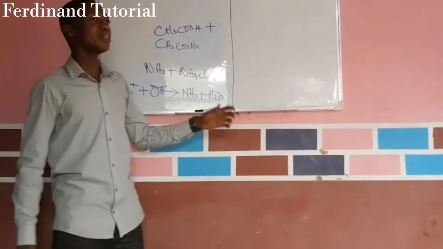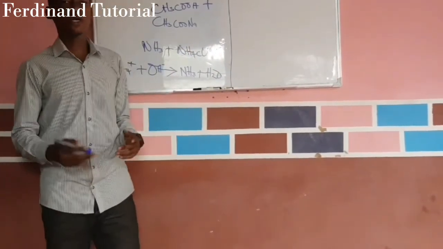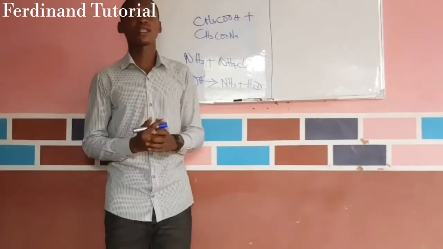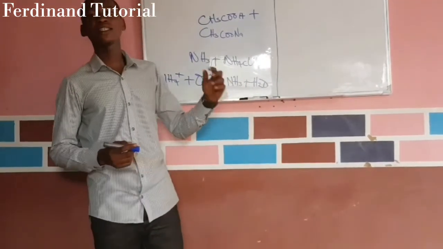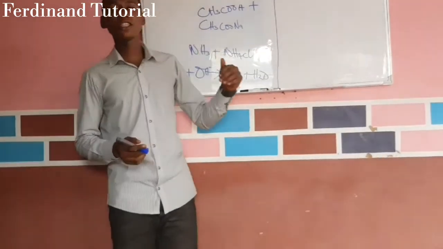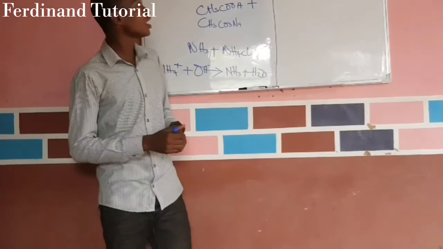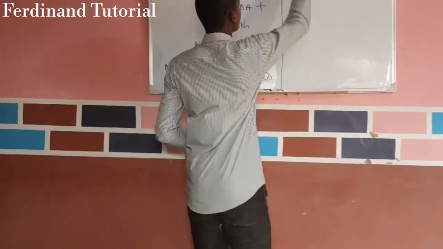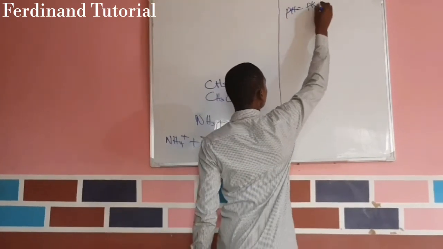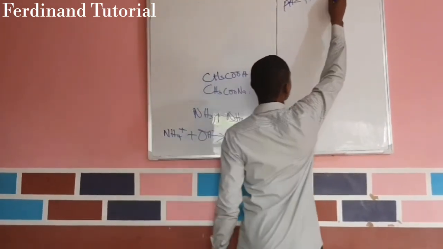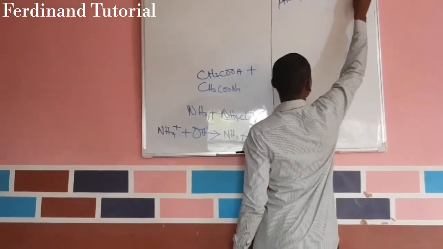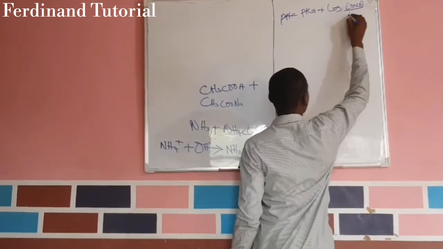Now remember, in the course of studying buffers, there are questions that we solve. And these questions require some mathematical operations. They require formulas. When we are solving for buffers, there is an equation that we use, called the Henderson-Hasselbalch equation. This equation is pH equals pKa plus log salt over acid.